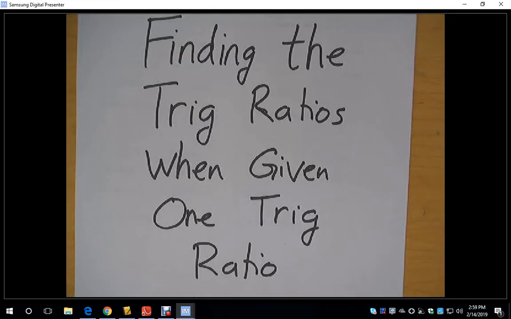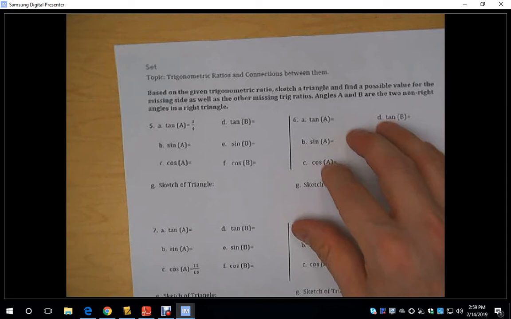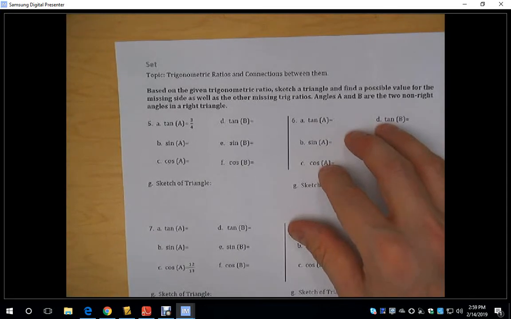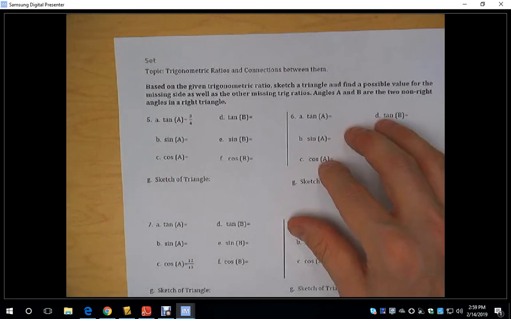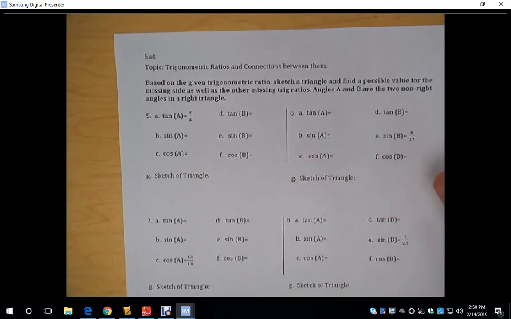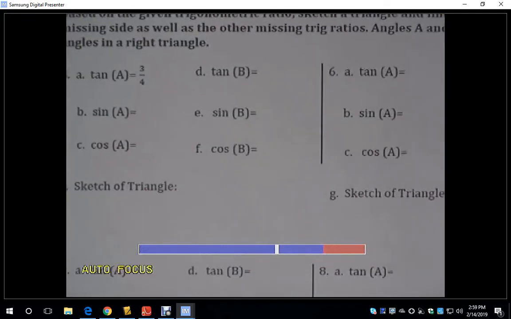The following video is a tutorial on how to find the remaining trig ratios when you're given one trig ratio. I'm going to be borrowing this worksheet from the Mathematics Vision Project. If you go to mathematicsvisionproject.org and go to Secondary Math 2 and assignment 6.9, you will find this activity, 6.9.